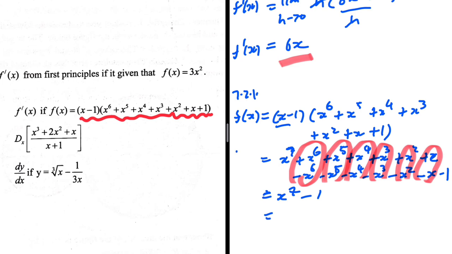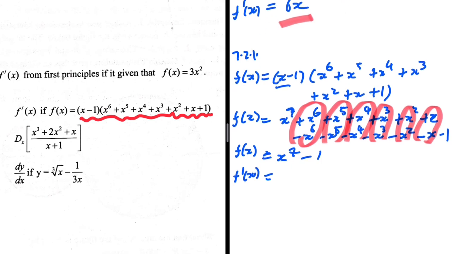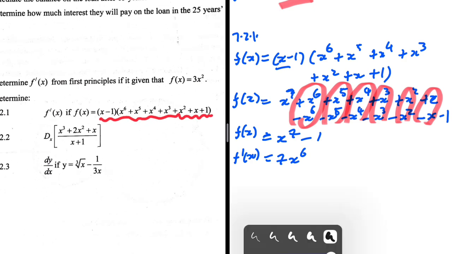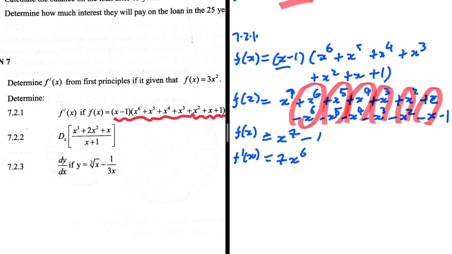This is f of x, not f prime, because we have not yet differentiated. Here we now have f prime of x, because now I actually want to differentiate, and when I do that, I'm going to get 7x to the power 6 minus 0, so we can just drop that. Okay, there we go. That is 7.2.1.